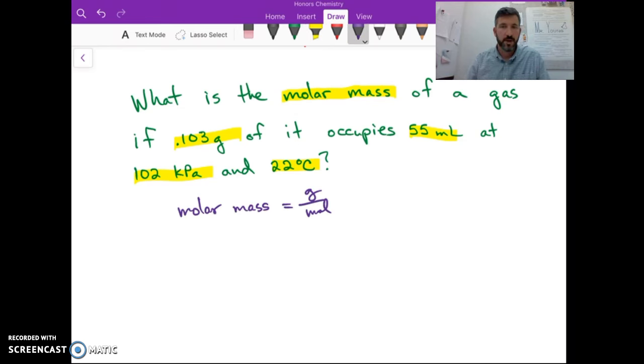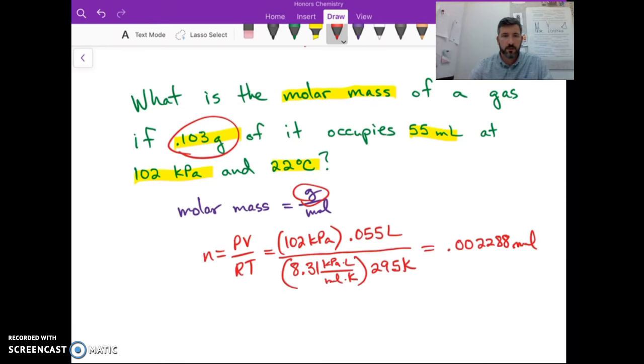So there you have it. Molar mass is the number of grams per mole of a sample. So if that's true, we're very close to figuring out the molar mass because we know the number of grams is 0.103. All we have to do is use the pressure, volume, and temperature to figure out the number of moles, which we should be able to do using the ideal gas law. So give it a try. So there's my moles, and if I divide grams by that, I should get my answer.